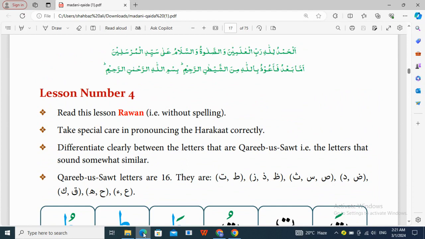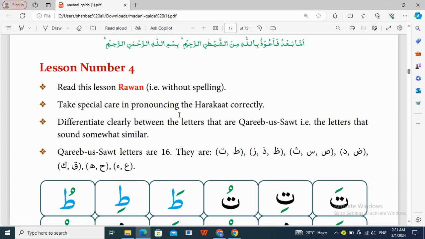We are going to start lesson number 4 in this video. Read this lesson Rama, which means without spelling. The major difference between lesson 3 and lesson 4 is that in lesson 3 we learned with spelling, just like ta zabar ta, ta zer ti, ta pesh tu. And this lesson is read without spelling, just like ta ti tu.